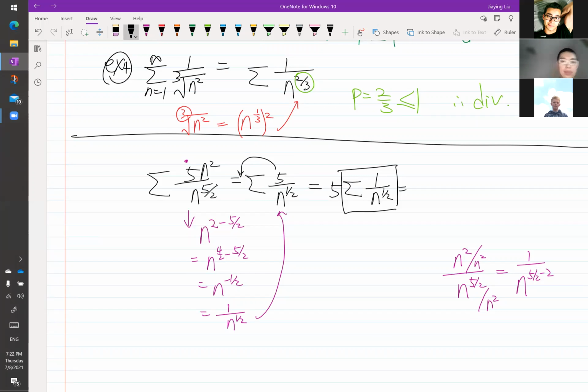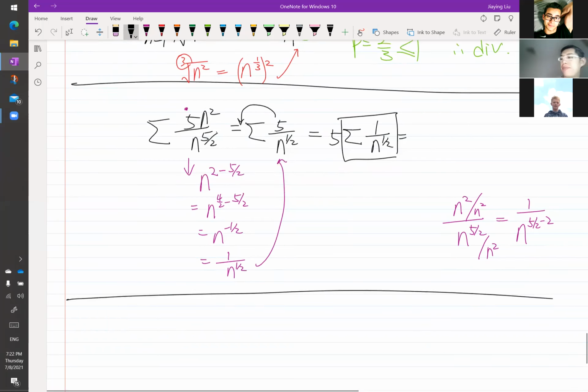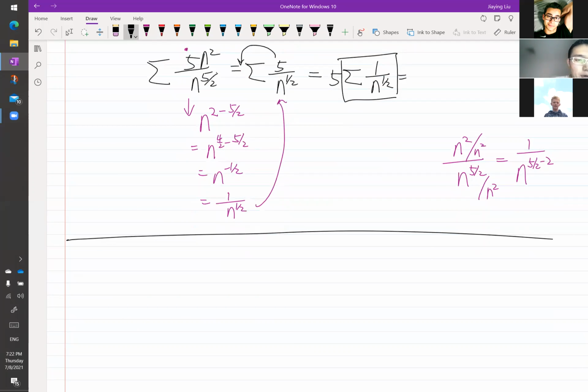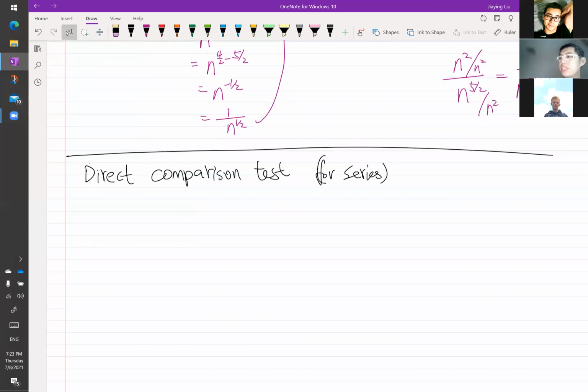All right. The next one should bring some familiarity. We have done this before with integrals. It's what we call a comparison test, but it's the direct comparison test. If you understand the comparison test for integrals, this should be just the same, but it's for series. It works the same way. So let me write it down first.